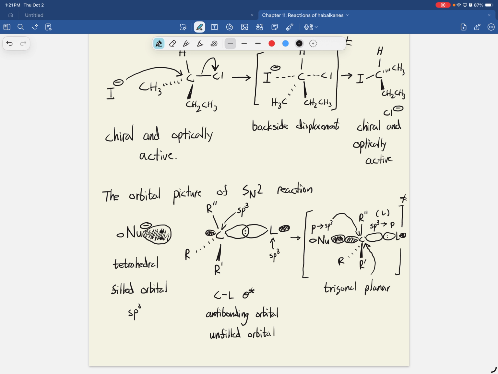Okay, so that's just the orbital picture. What I want the takeaway to be is how the electrons are transferred through the overlap of atomic orbitals.